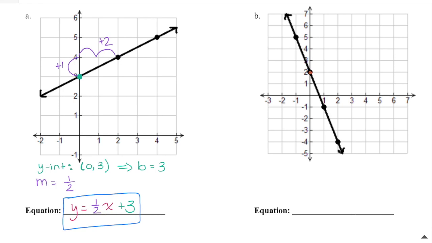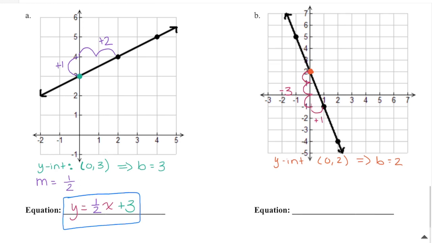For this graph here, my y-intercept is 0, 2, so the b value is 2. And I can find my slope. Again, rise over run. I can go down, 1, 2, 3. Down is negative, and right, 1. Right is positive. So my slope is negative 3 over 1, or just negative 3. When I write the equation, I have y equals the slope times x plus the y-intercept. So that's when you have a graph.